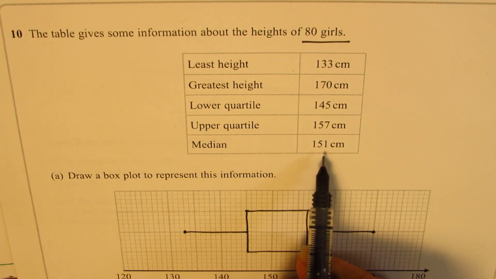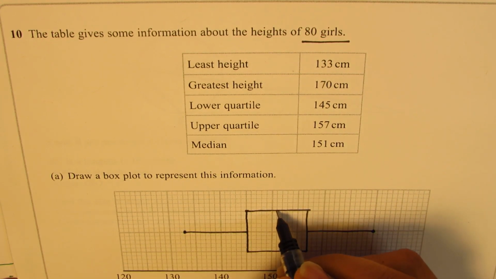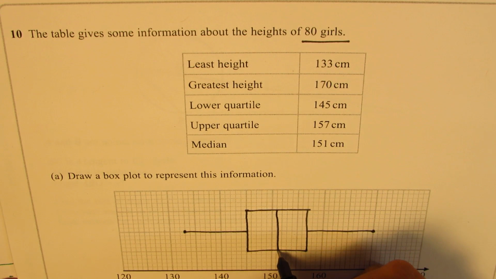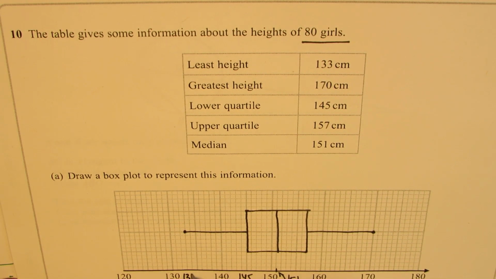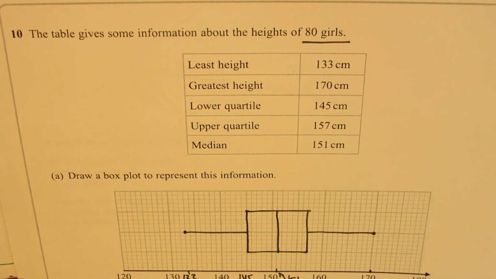Okay, and the median is 151. So 151 is the median. Is that clear to you? Right, so this is 151. Here we have 145. Here we have 133. And then we wrote 170. Correct? So we have done the first part. To draw it, that's it.